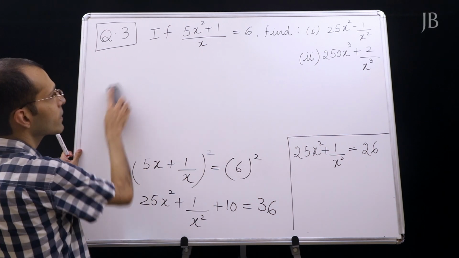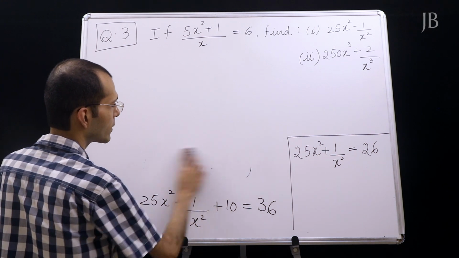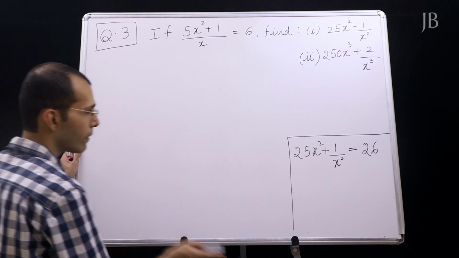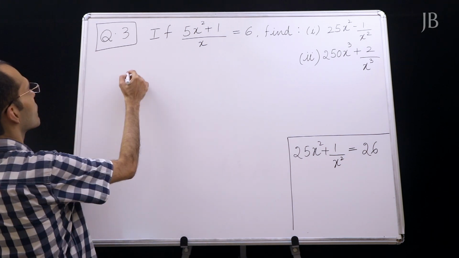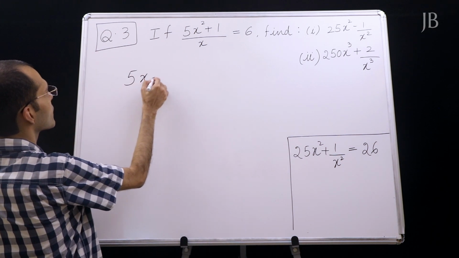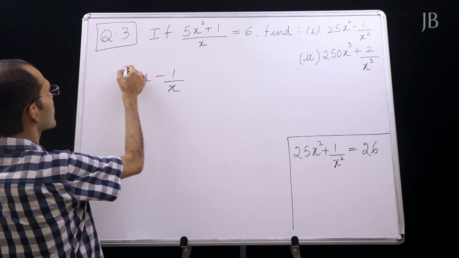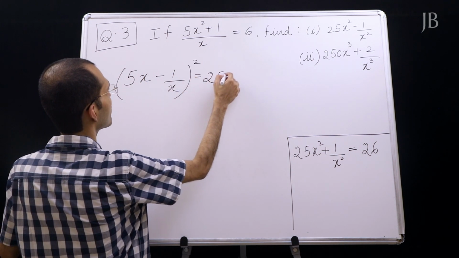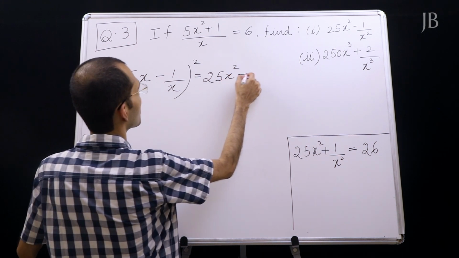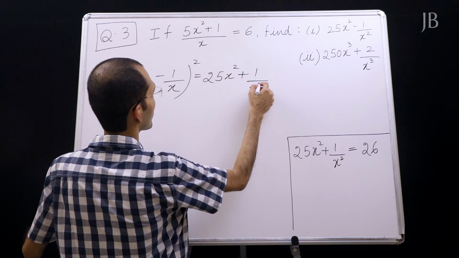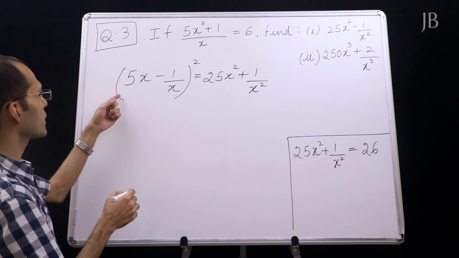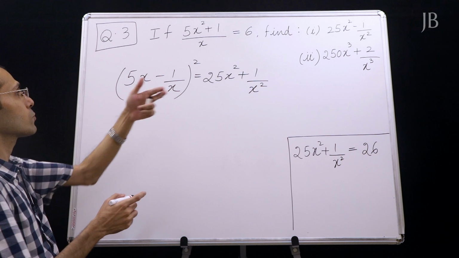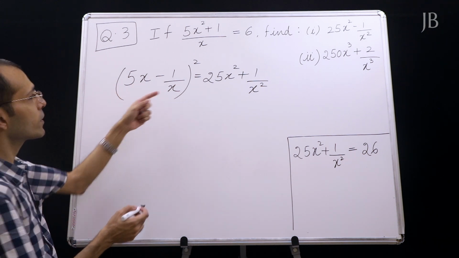What is our target before we find that subpart 1? 5x minus 1 upon x. So now we will do 5x minus 1 upon x the whole square is equaling 25x square plus 1 upon x square. First term into second term into 2. So 5x into 1 upon x into 2, that is 10. And positive into negative is negative.